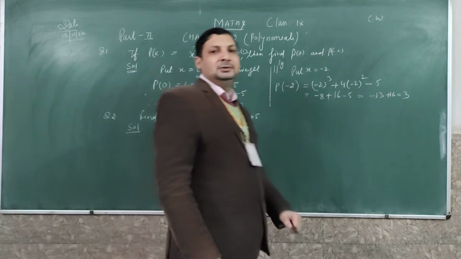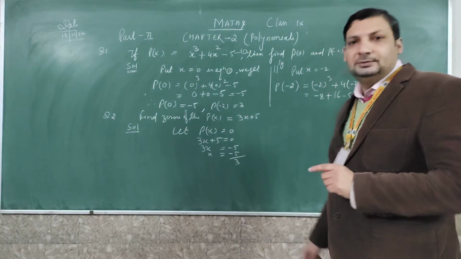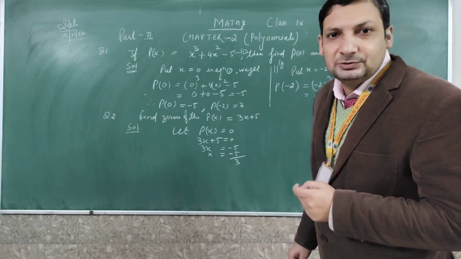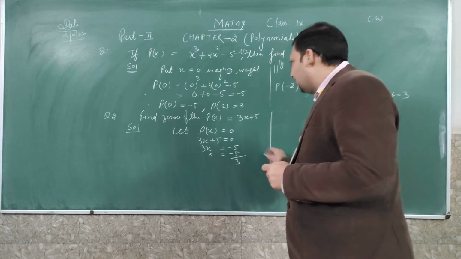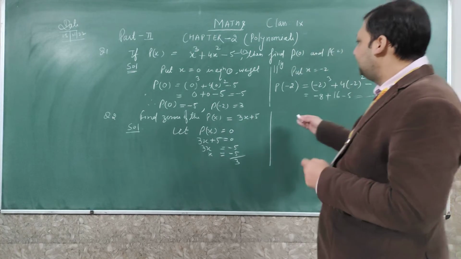Minus 5 by 3 is the right solution. It means it has only one zero, that is minus 5 by 3. The value of x is called the zero. Now I will take another question for the same. Again we have to find zeros, but I will take a different question.